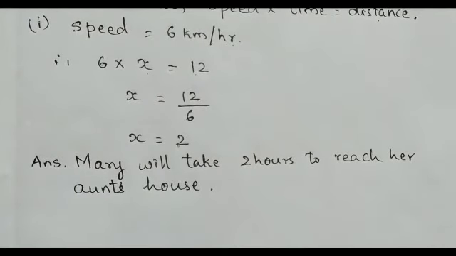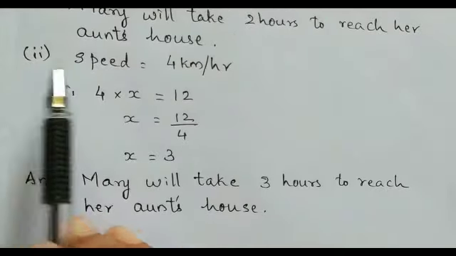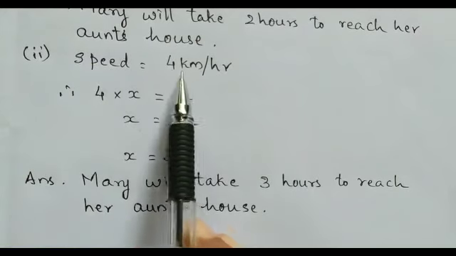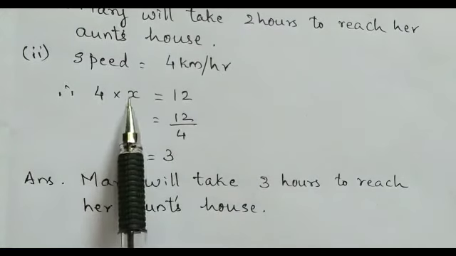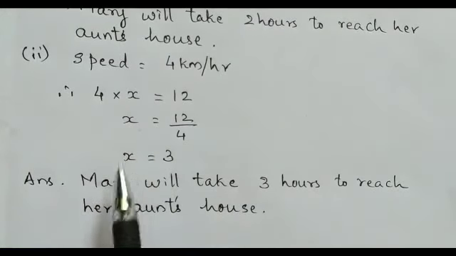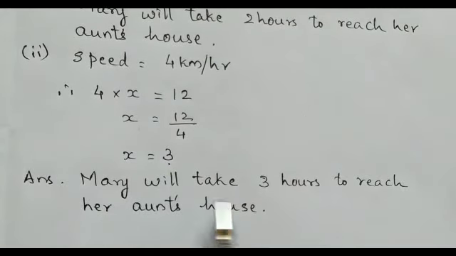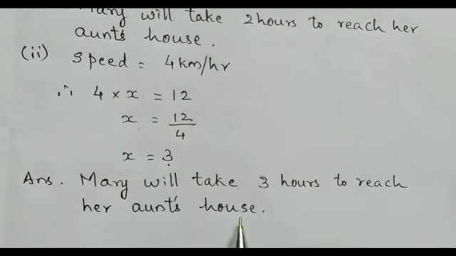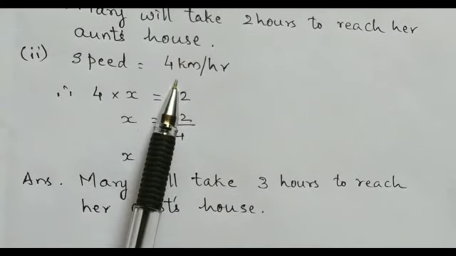Now let us see if she is cycling at a speed of 4 kilometers per hour, how long she will take. Now in the second case, she is traveling at a speed of 4 kilometers per hour. So we have 4 multiplied by x is equal to 12, that is x is equal to 3. That means Mary will take 3 hours to reach her aunt's house if she is traveling at a speed of 4 kilometers per hour.